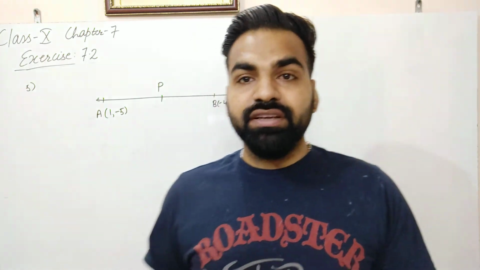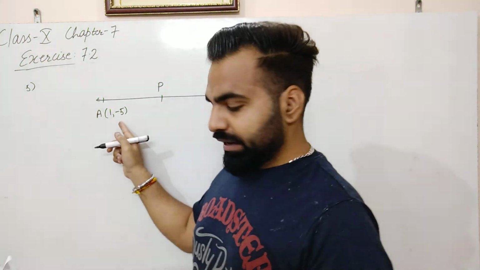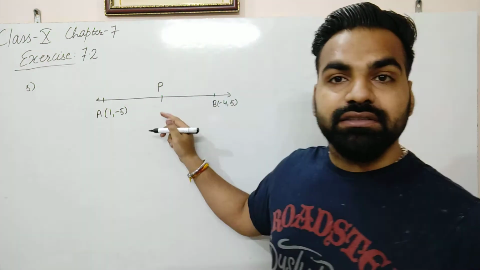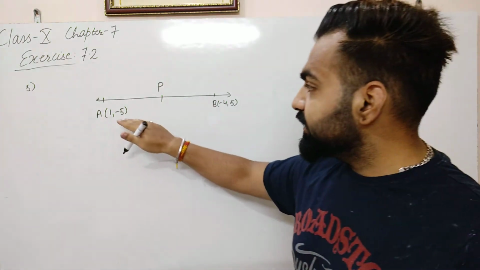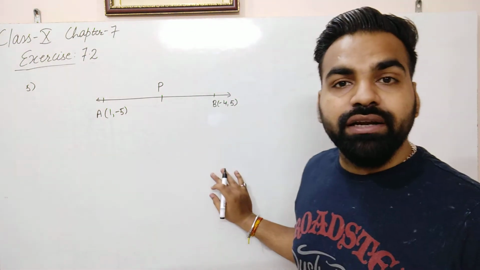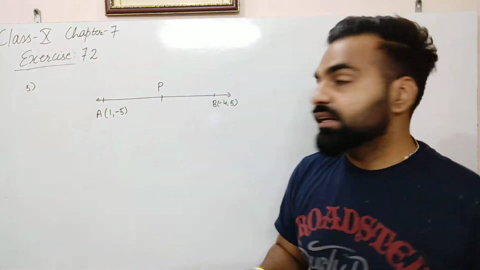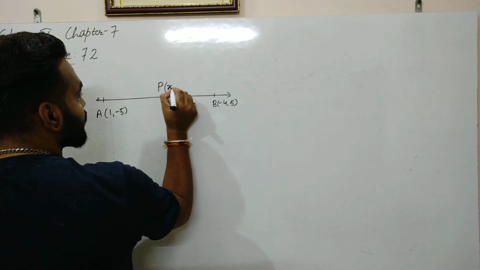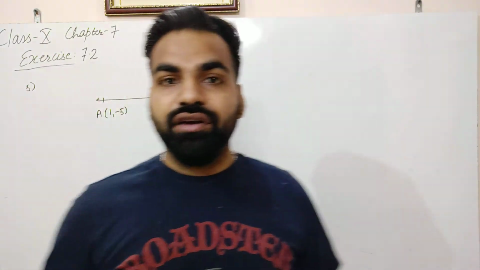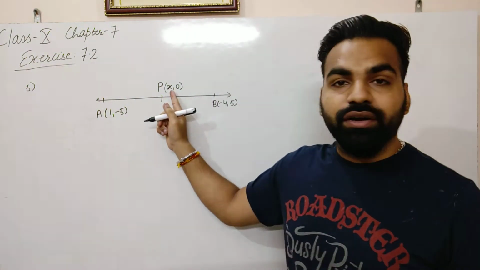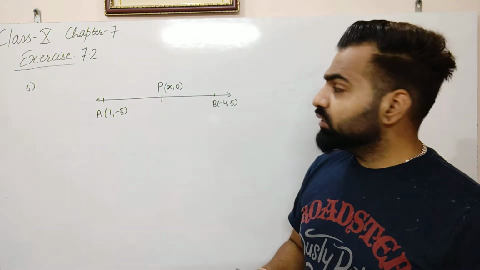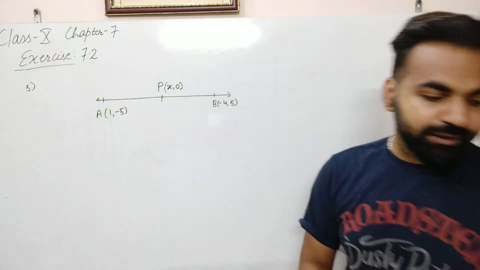Find the ratio in which the line segment joining (1, -5) and (-4, 5) is divided by the x-axis. This point P which divides this line is present on the x-axis, and we know that any point which lies on the x-axis is of the form (x, 0). The point on the x-axis has y coordinate 0, so the form of the point will be (x, 0) here. Now we have to find the ratio and also find the coordinates of this point P here.